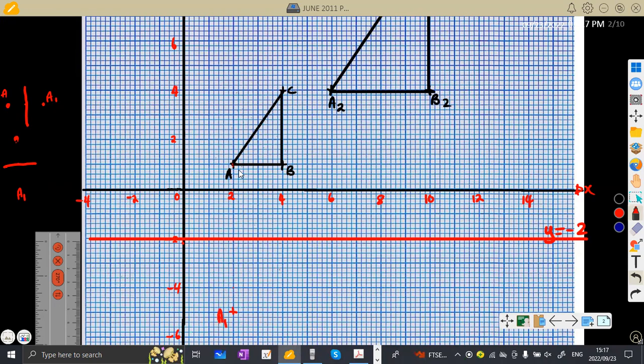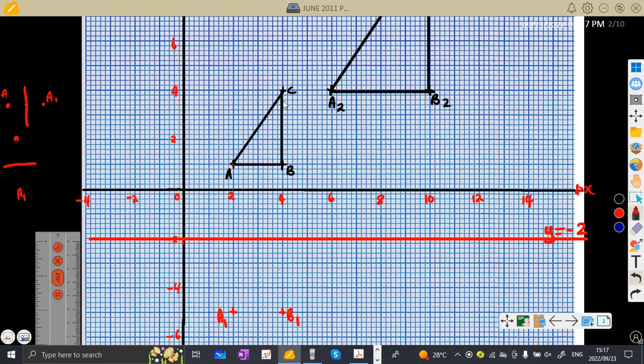Same distance that I've moved from the object to the mirror line, from the mirror line to the image, directly like that. Okay, you do the same on B. You move, this is a half box plus 1, so it's 1.5 box. So it's going to be 1 box from the mirror line and a half box which is here. So this is going to be our B1.